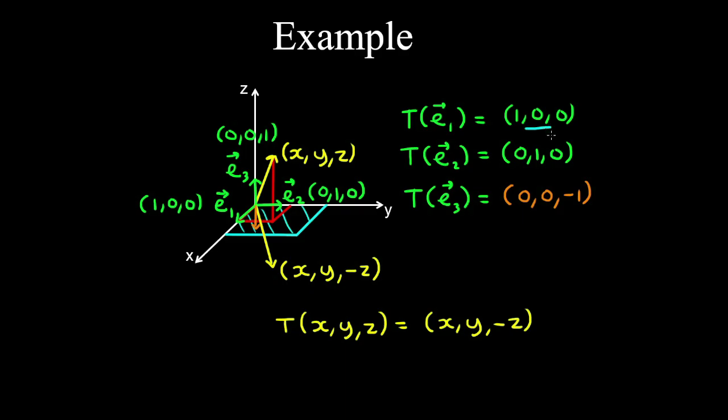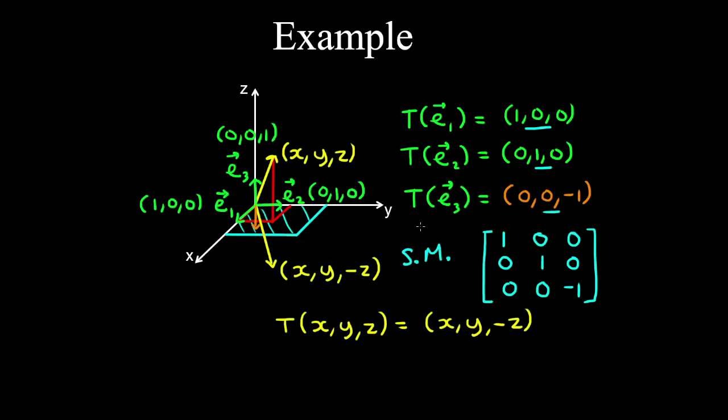And now we place these images of the basis vectors in each column of our reflection operator about the xy plane. So what we have is 1, 0, 0, 0, 1, 0, and 0, 0, minus 1. And this is our standard matrix for the reflection about the xy plane.